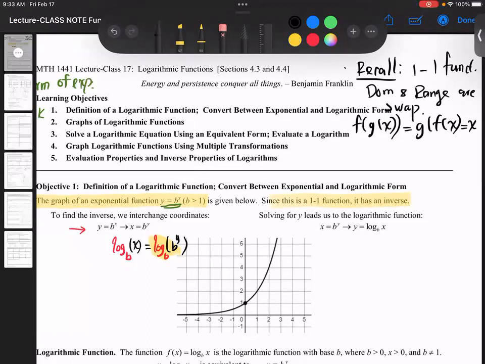So this implies log base b of x equals y, and that is the inverse function. And for y, you replace y with f inverse of x. Remember that? So that is the inverse function of the exponential function.